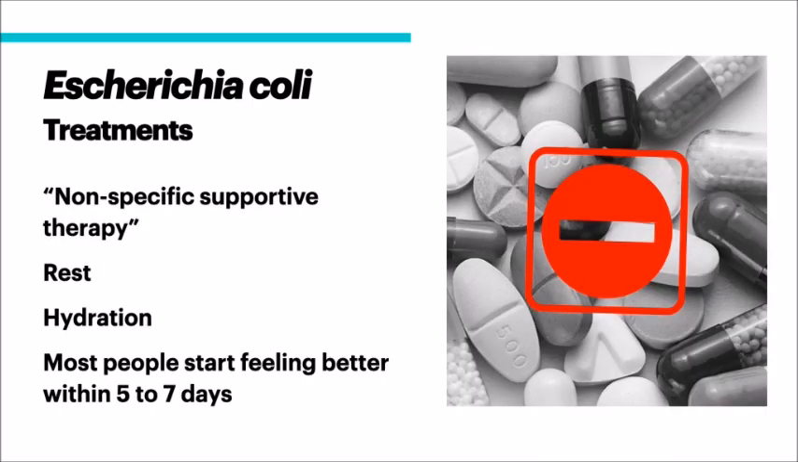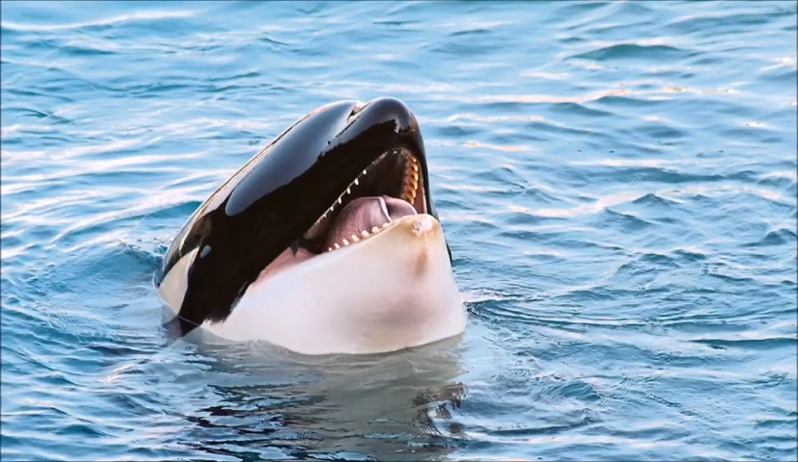Because E. coli is such an important part of our normal gut microbiome, health professionals generally do not recommend antibiotics to treat diarrhea or food poisoning. Most people with E. coli infection start to feel better after about a week. Here's a cool factoid. Every mammal on the planet is colonized with Escherichia coli, even orca.